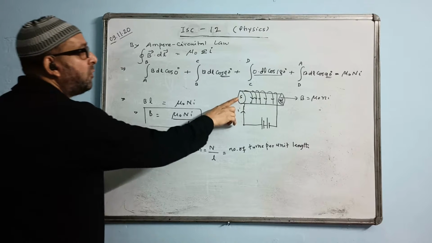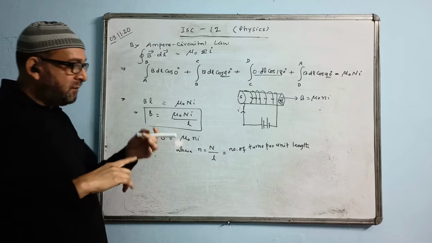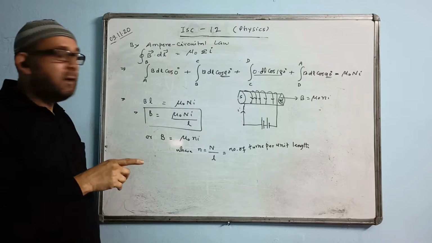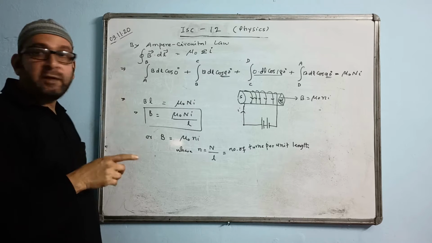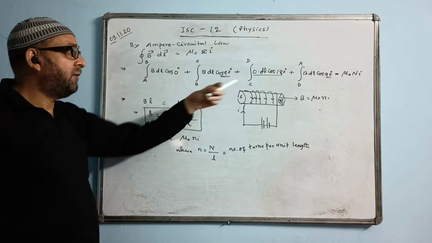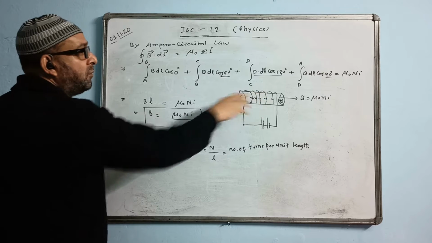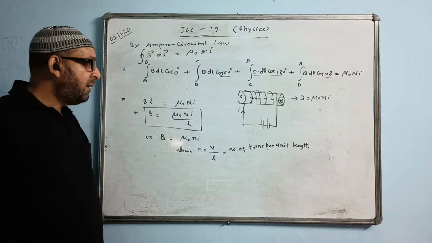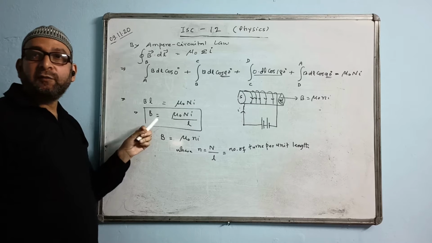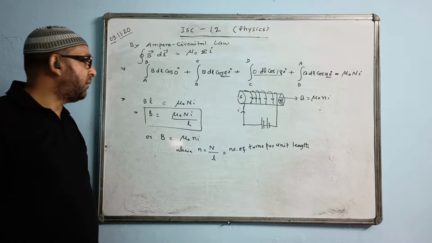And polarity, south and north, we are determining by seeing the coil, what direction the current enters. Clockwise direction will make south pole, anti-clockwise direction will make north pole. So accordingly we are marking the direction as south and north. Main thing is the value of magnetic field, mu naught n I. So this is the formula of magnetic field of a solenoid.